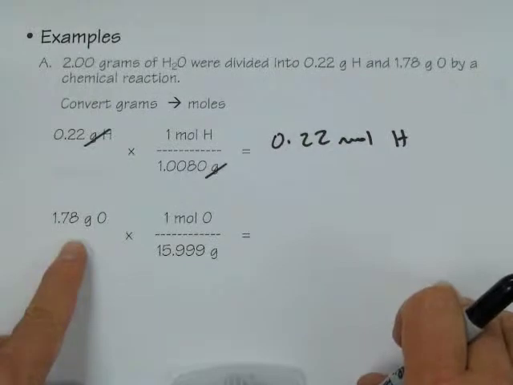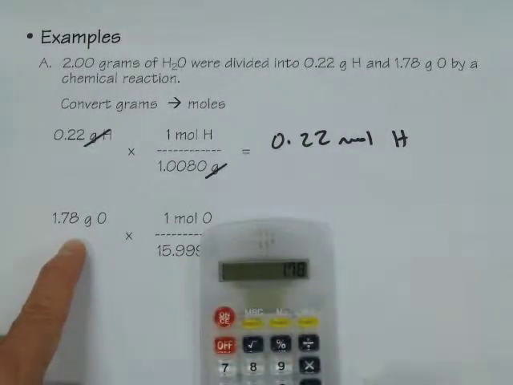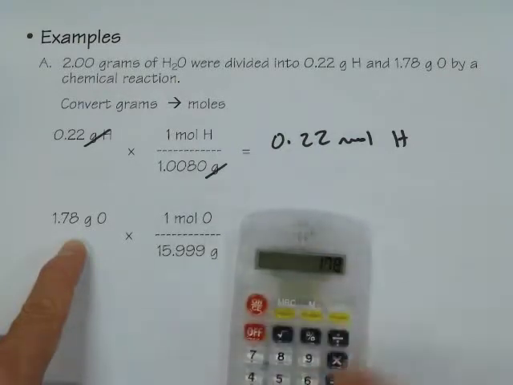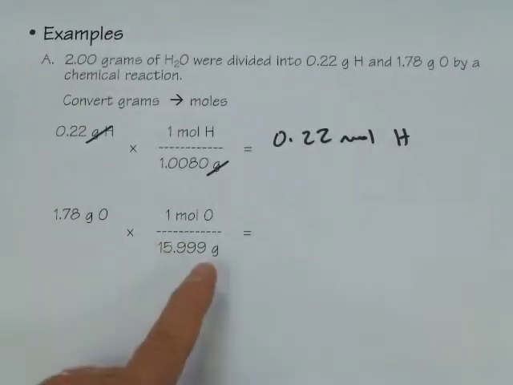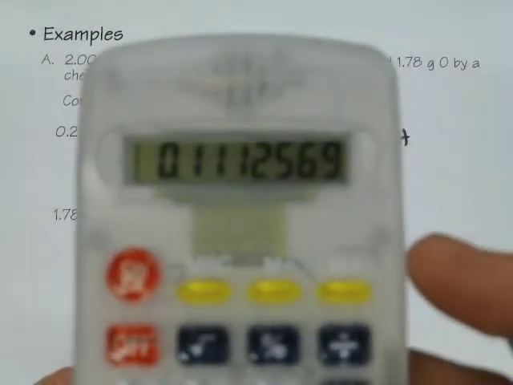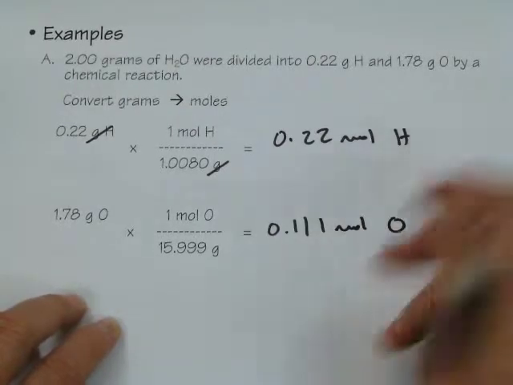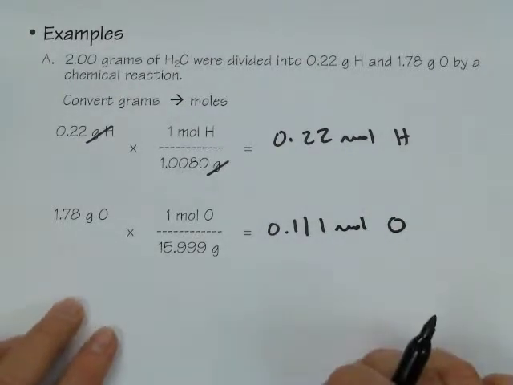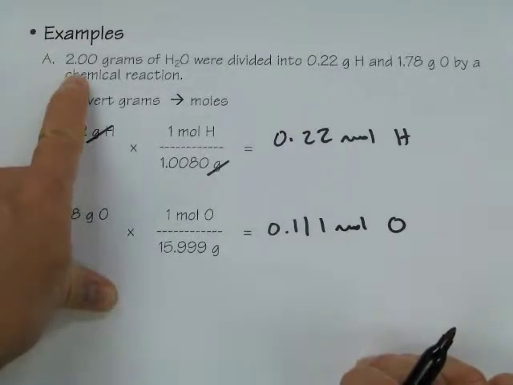And then I'll do the same thing for oxygen, 1.78 times 1 divided by 15.999, and the calculator will give me a lot more digits than I can keep. Since I have 3 significant figures divided by 5, I'll keep only 3 significant figures, 0.111 moles of oxygen. Now what I've done is I've counted how many atoms of hydrogen and how many atoms of oxygen were in the 2 grams of water that I split apart.